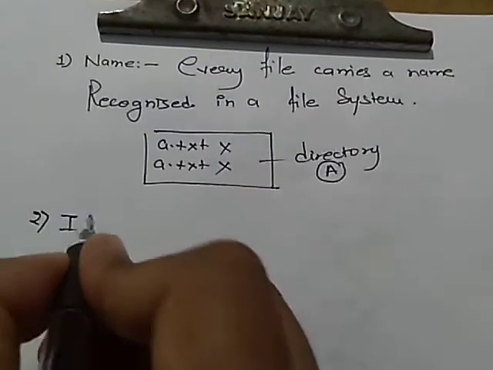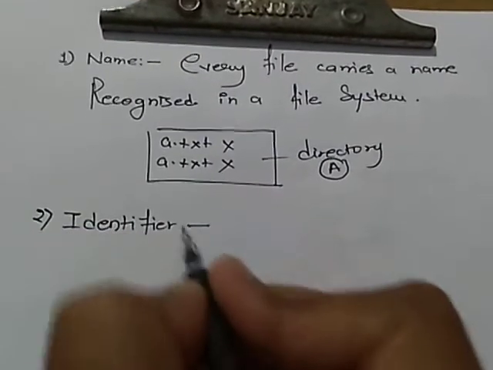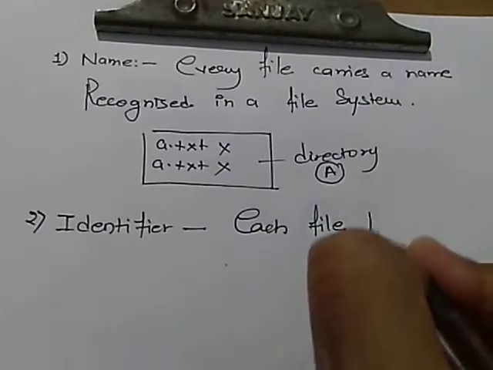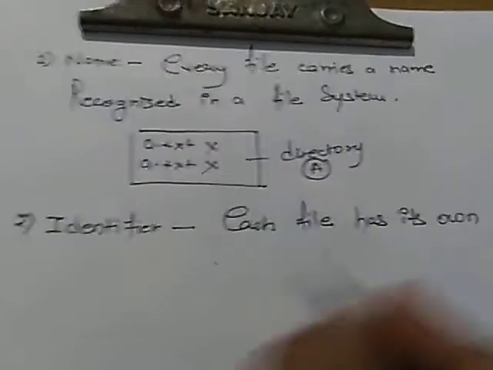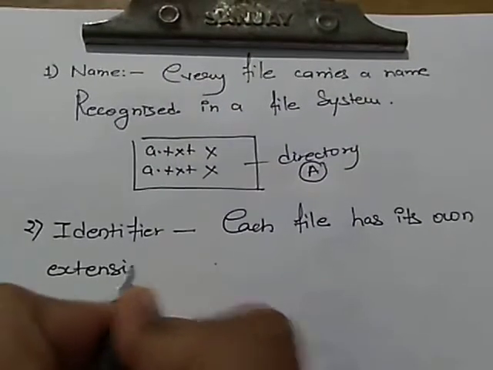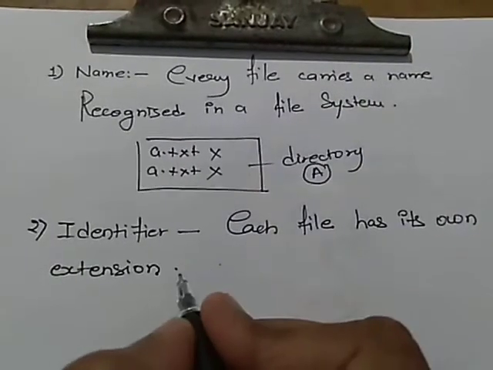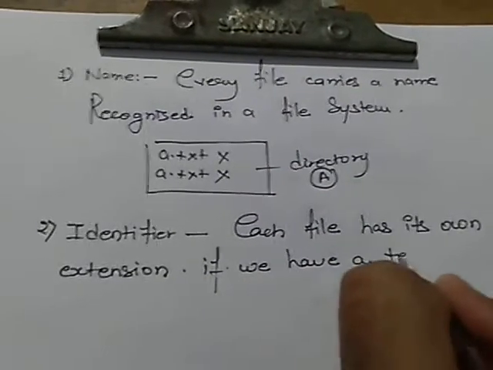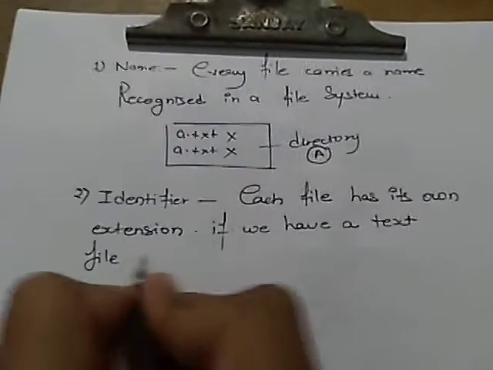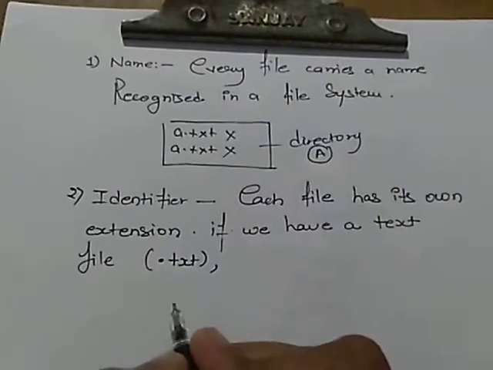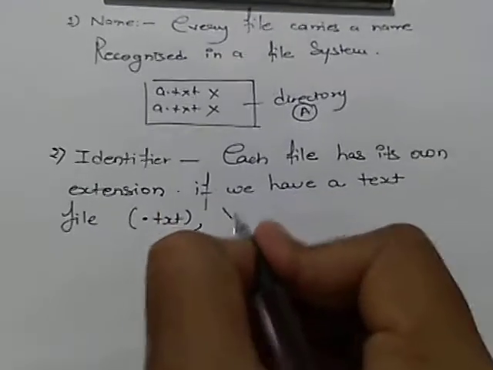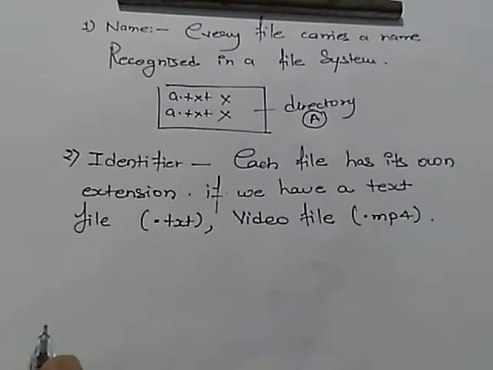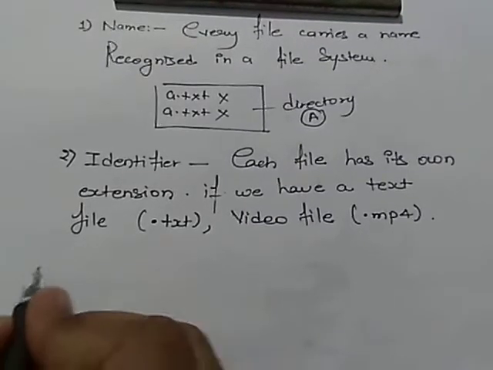Second attribute is identifier. As the name suggests, each file has its own extension which identifies the type of the file. For example, if we have a text file then its extension is given by .txt. If we have a video file, its extension is given by mp4. So we have different types of files, and these types of files are identified by their extension.